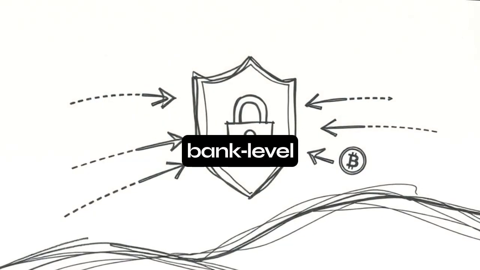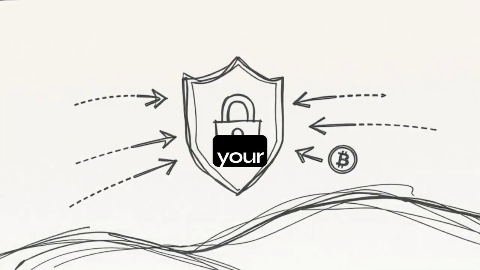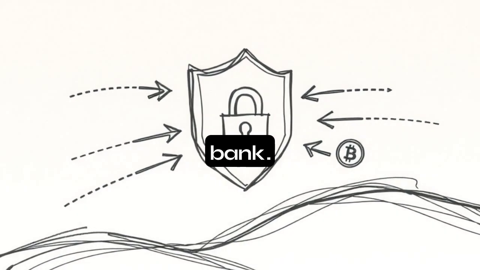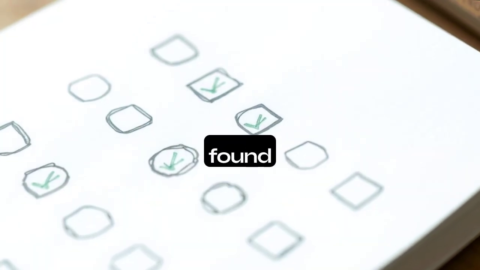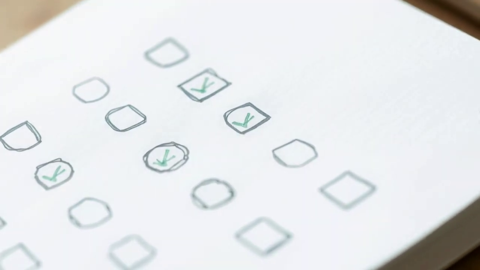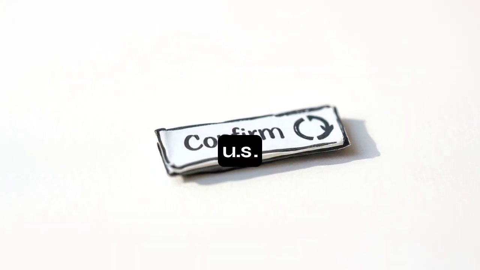Plaid uses bank-level encryption and tokenization. Your credentials are not shared with US Bank. Review the accounts Plaid found and select the ones you want to link. Confirm and return to US Bank.